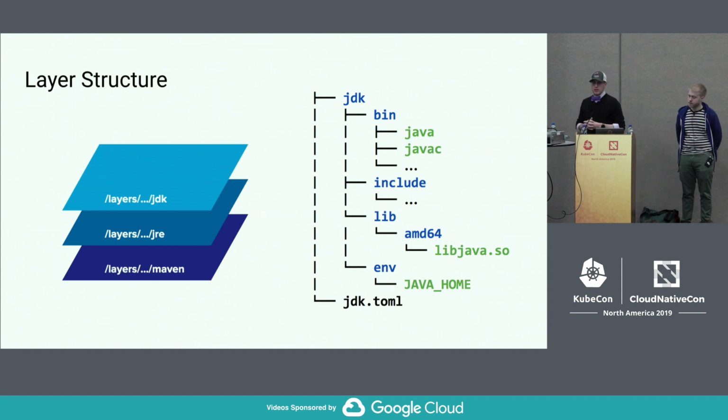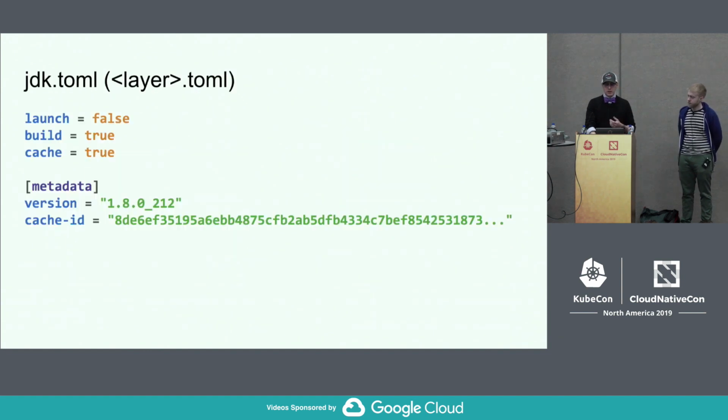The last file here is what we call a layer descriptor, or a layer.toml file. So each layer has one of these descriptors that goes along with the layer, and it tells us what scopes the layer is for. So for that JDK toml, we see that launch is false because we don't want the JDK in our final run image, but build and cache are true because we do want to expose it to subsequent buildpacks and cache it.